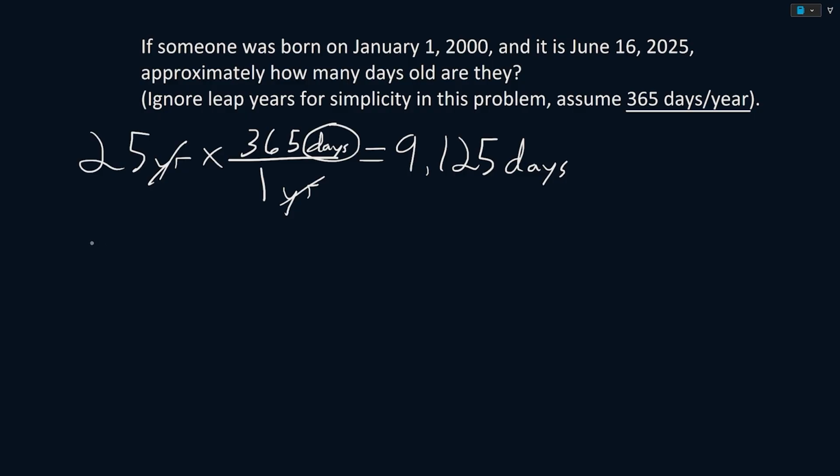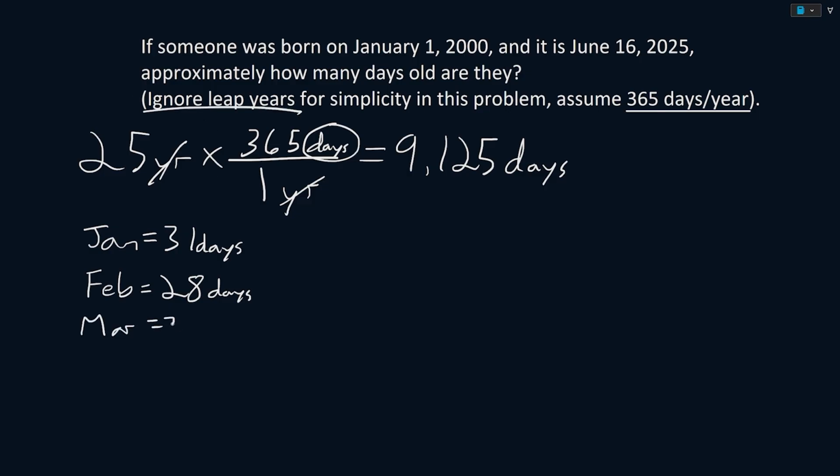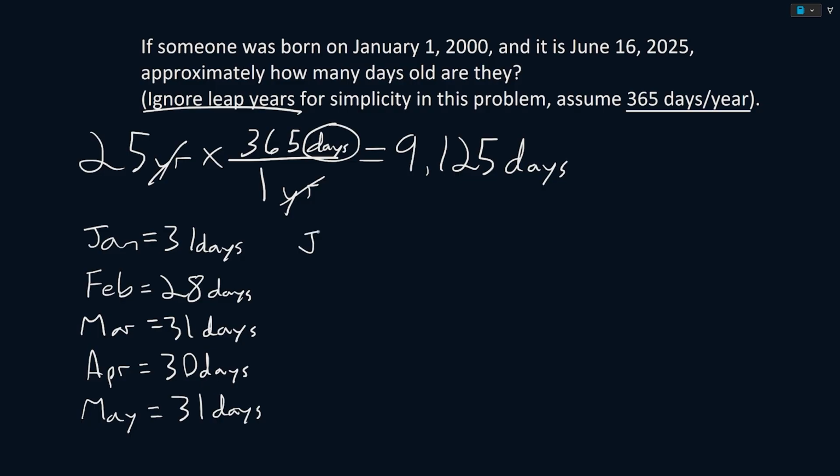Now we need to add the current number of days from January 1st, 2025 to June 16th, 2025. To do this, we will add the days in every month up until June. January is equal to 31 days. February is equal to 28 days, excluding leap years. March has 31 days. April has 30 days. And May has 31 days. And so far, June has had 16 days.